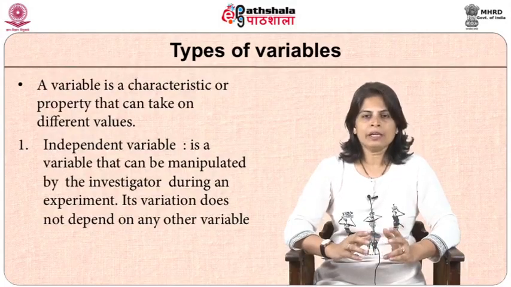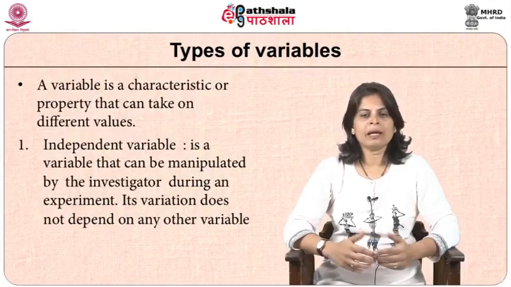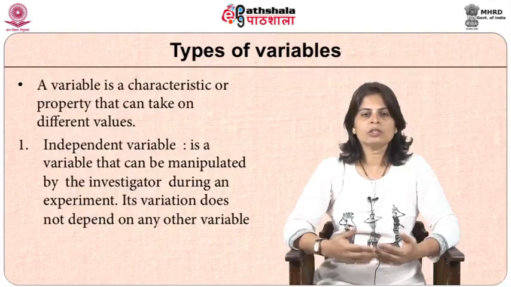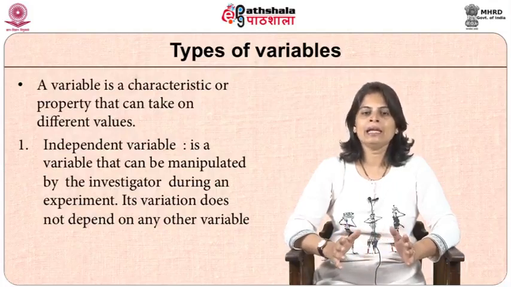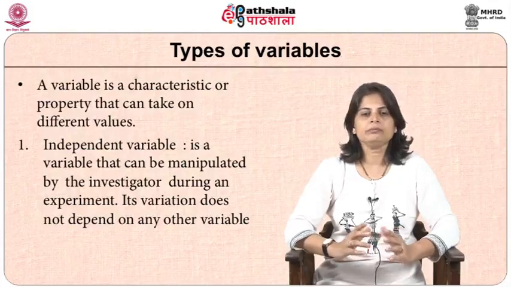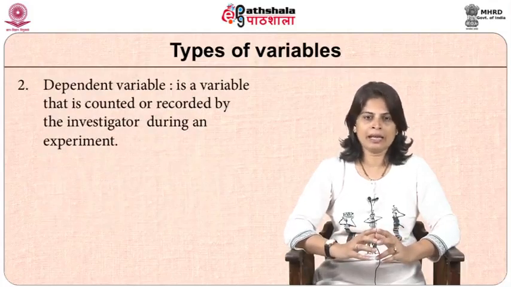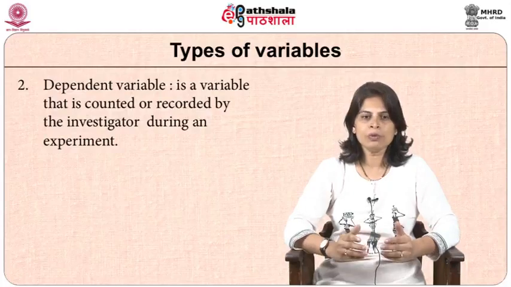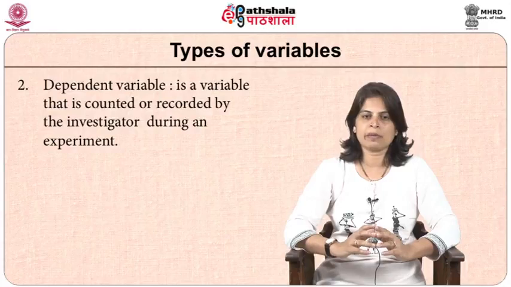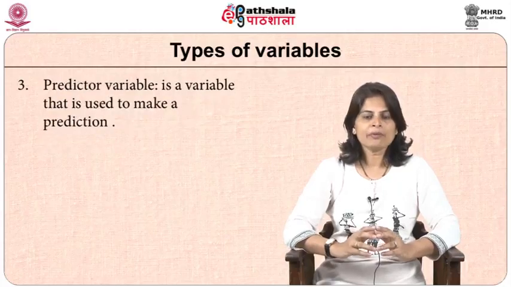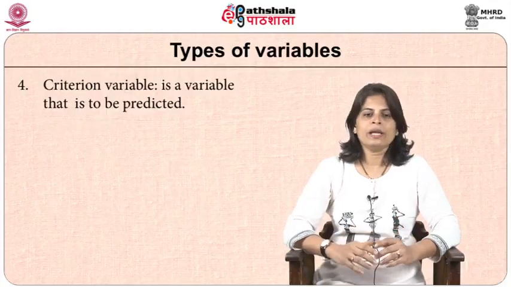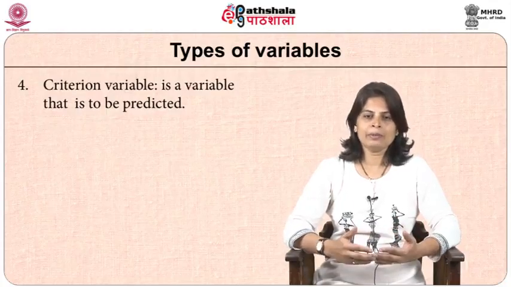Independent variable is a variable that can be manipulated by the investigator during an experiment. Its variation does not depend on any other variable, hence termed as independent. Dependent variable, on the other hand, is a variable that is counted or recorded by the investigator during his experiment. Predictor variable is a variable that is used to make a prediction, while criterion variable is a variable that is to be predicted.